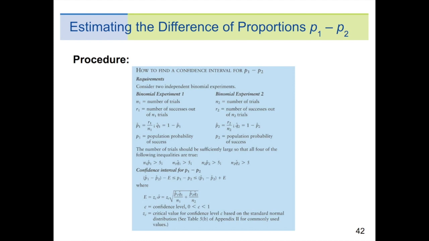Remember that p hat is the sample. The number of trials should be sufficiently large so that all four of the following inequalities are true. So n sub 1 times p hat sub 1, n sub 1 times q hat sub 1, n sub 2 times p hat sub 2, n sub 2 times q hat sub 2 all need to be greater than 5. The confidence interval is the same as before, but instead of the x bars, we have p hats.